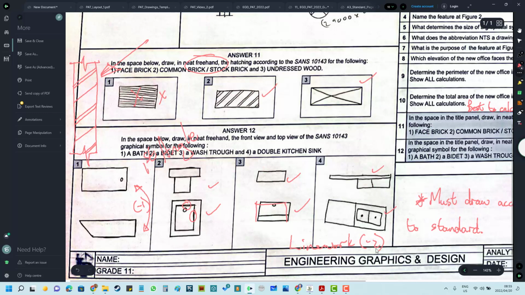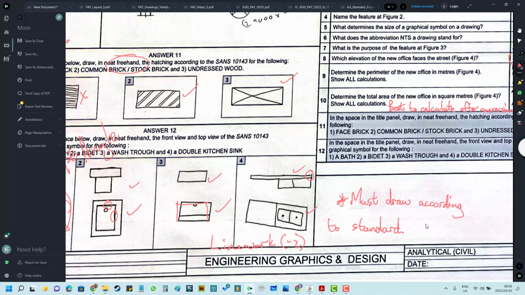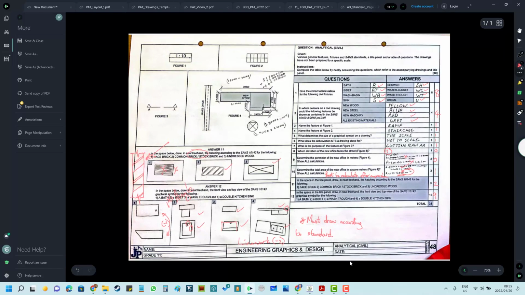I know there are teachers that would be a bit more strict and would have deducted a lot more. However, the drawing is done, although it's done very roughly and maybe not to standard, but that's why I deducted 2 marks, and that's why I said that you must in future just remember to draw according to the standards that are expected. So that's a quick wrap up of how I go about marking the civil analytical drawings.